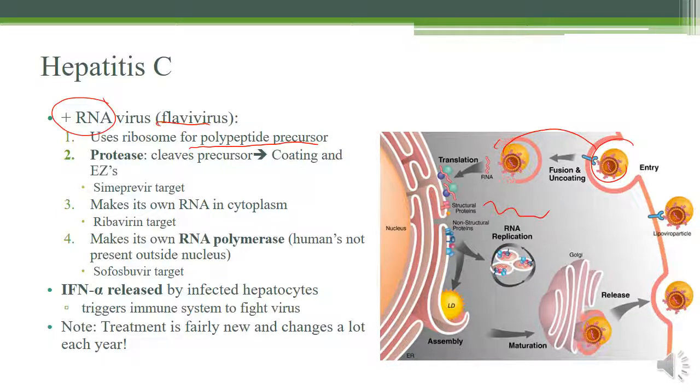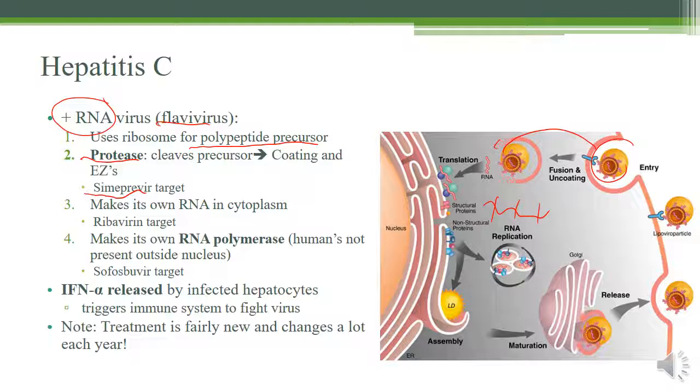And after you make these polypeptides, you have these proteases, which can cut up these polypeptides into little smaller segments that are used for the coding. So over here we've got a protease, and we can use some antibiotics like Simeprevir to target these proteases.